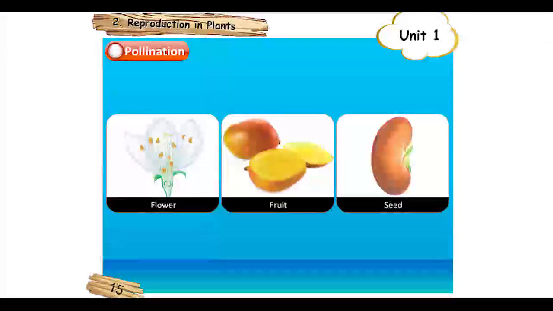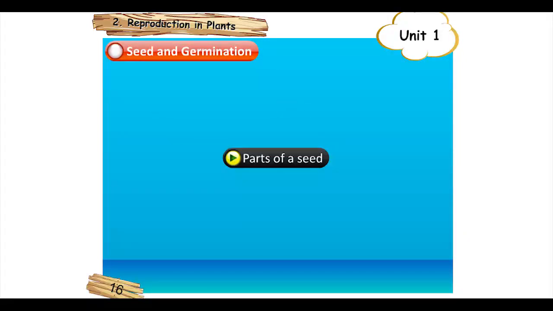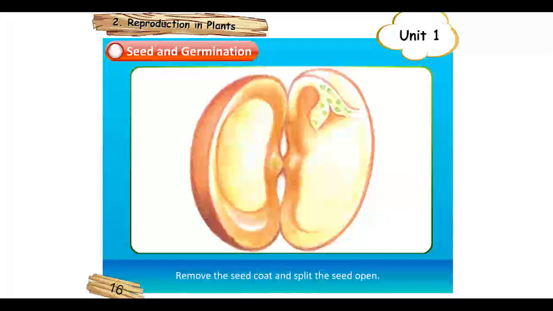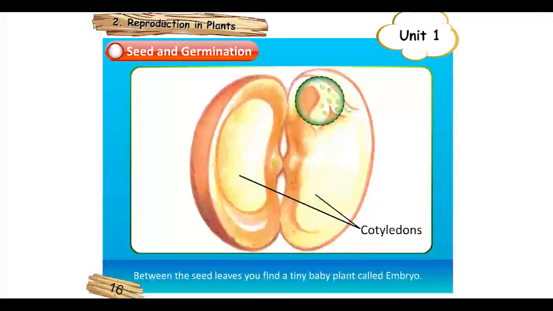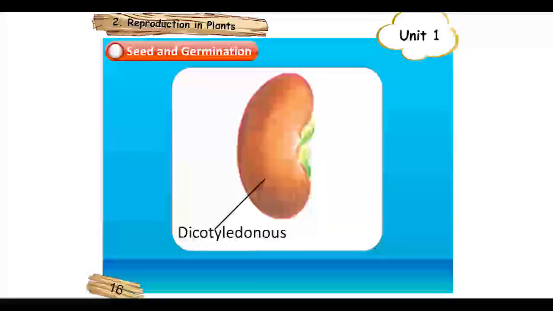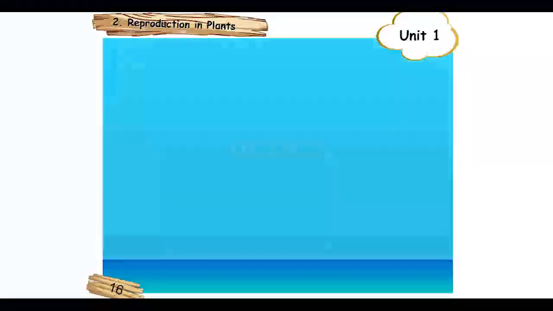Flower, fruit, seeds. Seed and germination. Parts of a seed. Take a soaked seed. The seed has an outer covering called a seed coat. Remove the seed coat and split the seed open. You will find two seed leaves called cotyledons. Between the seed leaves, you find a tiny baby plant called the embryo. This baby plant has a tiny shoot and a tiny root.